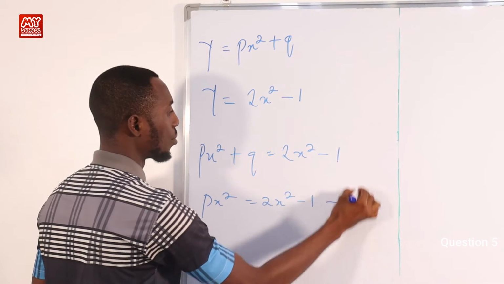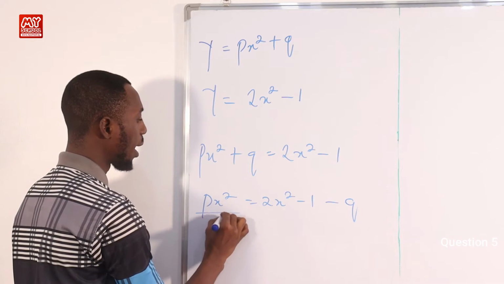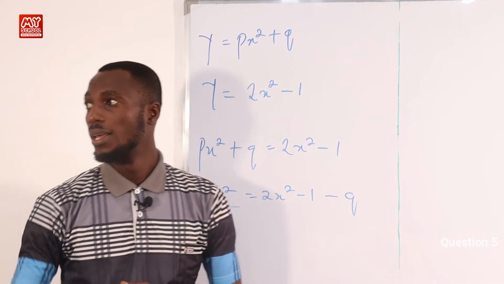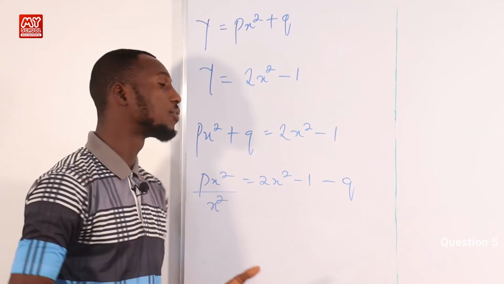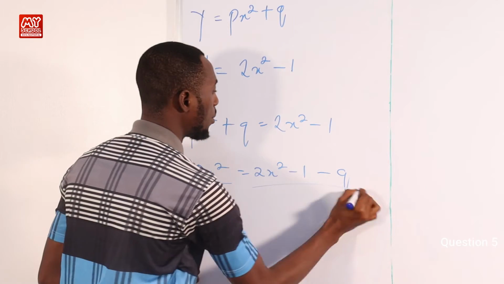Then minus q. So what do we do? We divide both sides by x squared. Remember, we are asked to find the value of p in terms of q. So that means we just have to have p alone outside.